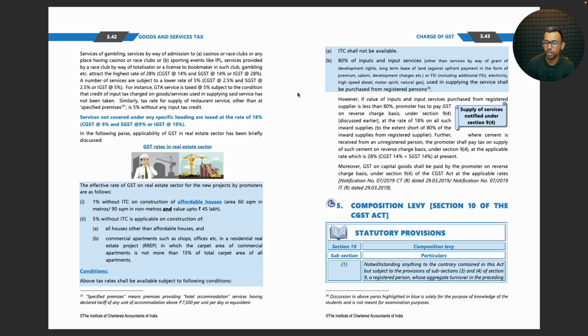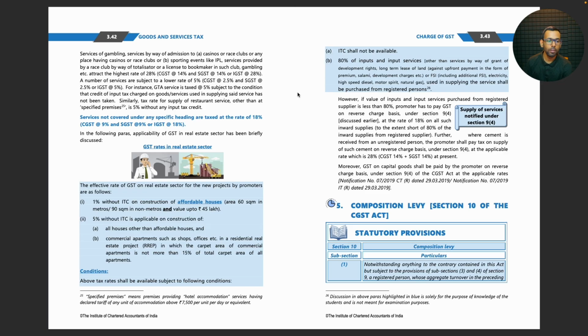Further, where cement is received from an unregistered person, the promoter shall pay tax on supply of such cement on reverse charge basis under section 9 subsection 4 at the applicable rate, which is 28% at present. Moreover, GST on capital goods shall be paid by the promoter on reverse charge basis under section 9 subsection 4 of the CGST Act at the applicable rates.